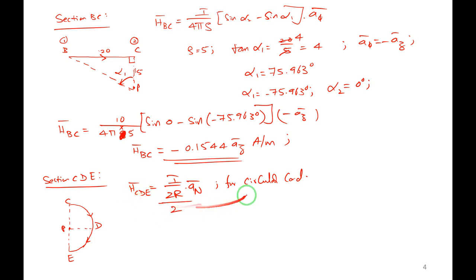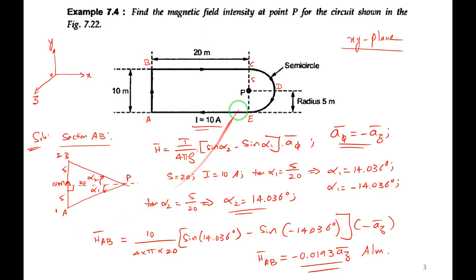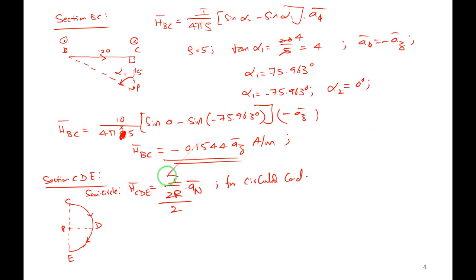HCDE, semicircle, right? For circular conductor it is I by 2R into AN. Divide by 2 we will get for semicircle, right? This is for semicircle. Is it fine? Okay. What is this R? We have to calculate the radius here, right? How much they are given? They are given from here to here. It is 5, means this has to be 5 only, right? Everywhere 5. So R is 5 here.